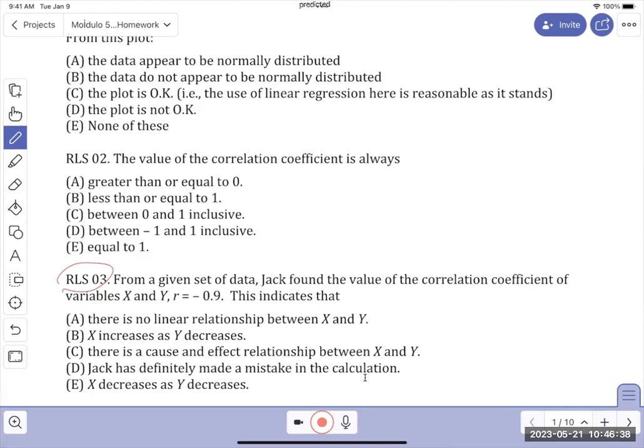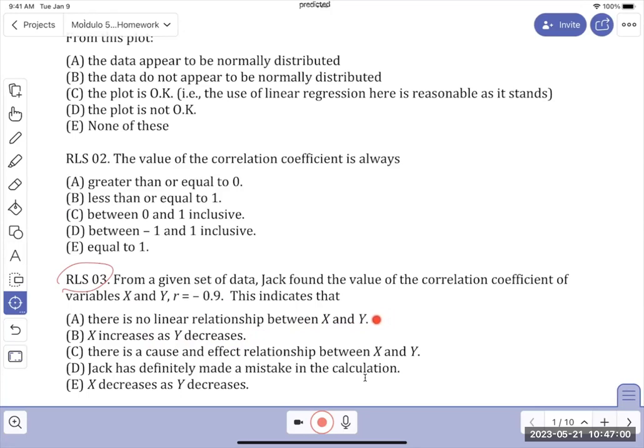The answer would be B, as X increases, Y decreases. From a given set of data, Jack found that the value of a correlation coefficient of X and Y was negative 0.9. This indicates a strong relationship in the negative direction. So as X increases, Y decreases. That's a good interpretation. Let's go through the other ones.